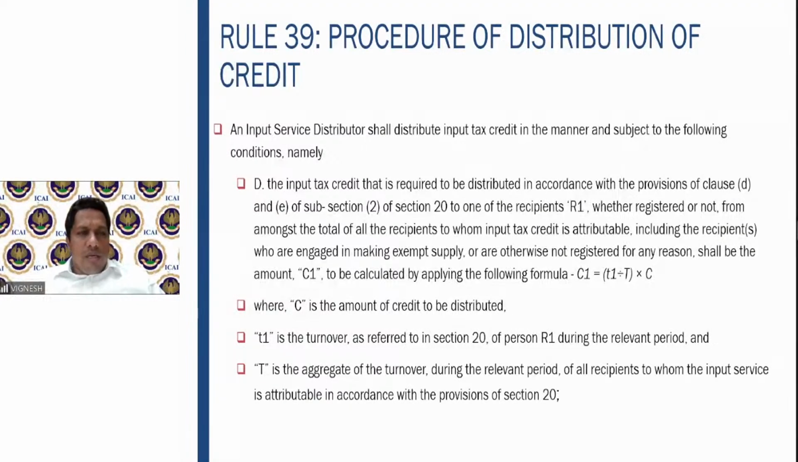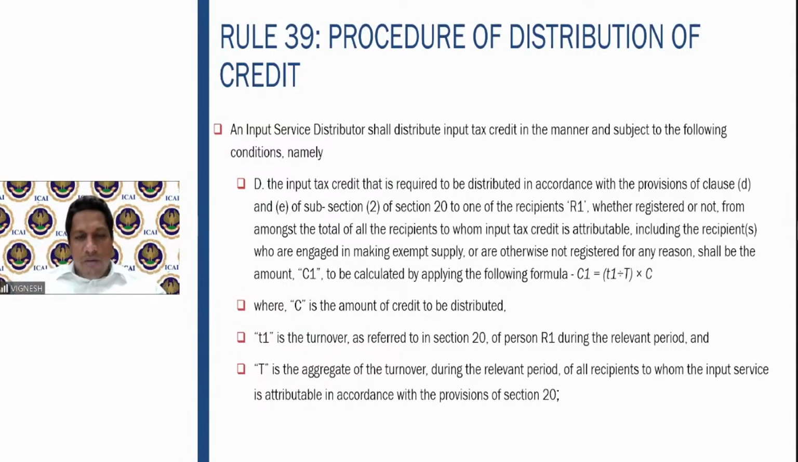Here it's very clearly given: input tax credit required to be distributed in accordance with the formula to one of the recipients, that is R1, whether registered or not, from among the total of the recipients to whom the ITC is attributable, including the recipients engaged in making exempt supplies or otherwise not registered for any reason. So this is the formula, where C is the credit which is to be distributed, T1 is the turnover. We saw what the turnover during the last period is, and that is the turnover we have to take into consideration.